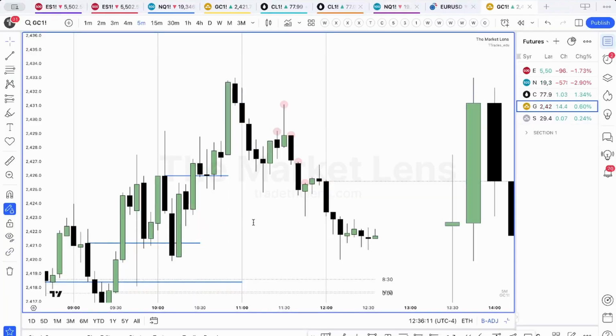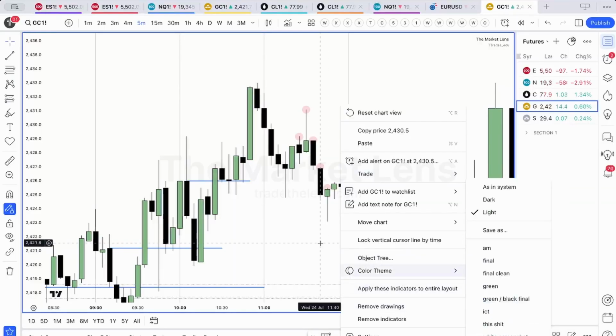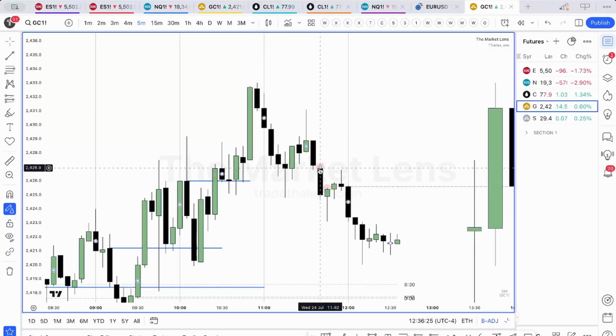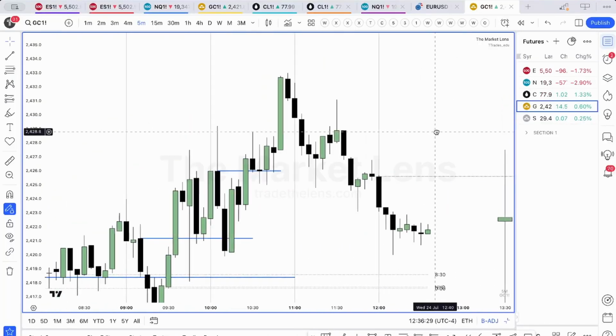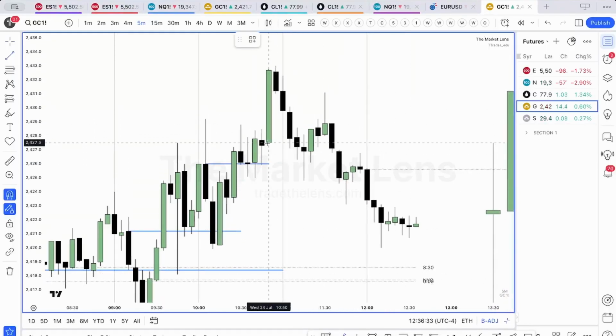I don't always take the first entry that presents itself. I normally wait for that change in the state of delivery, right? Because with a swing point, we can even just use this example here. Let's say I'm going to be looking to trade this to the downside. This swing point here. Don't really focus too much on the model, but just this.